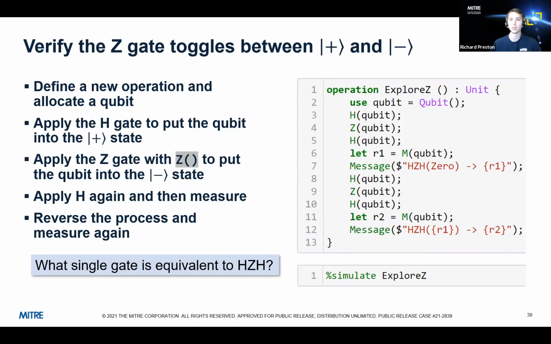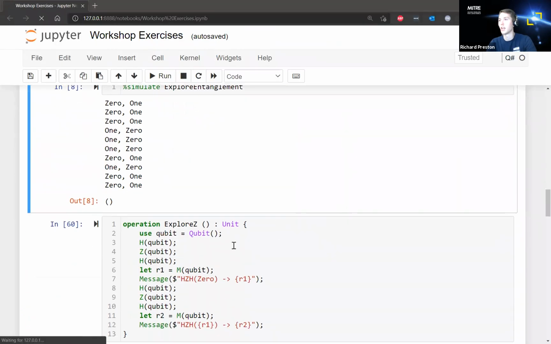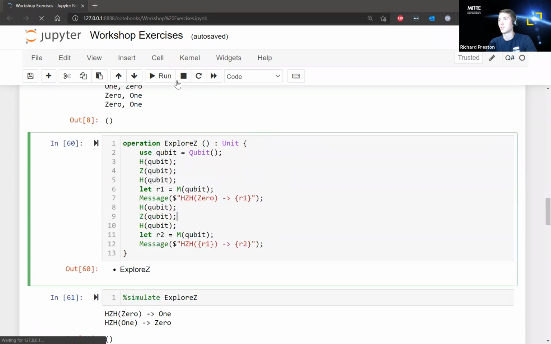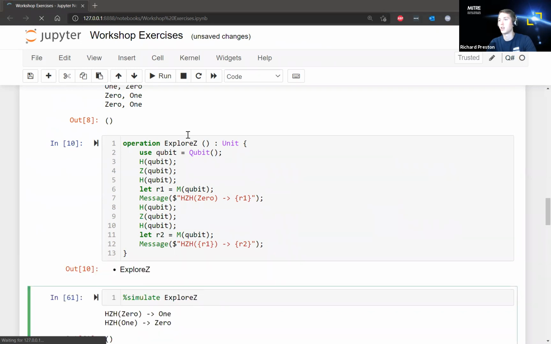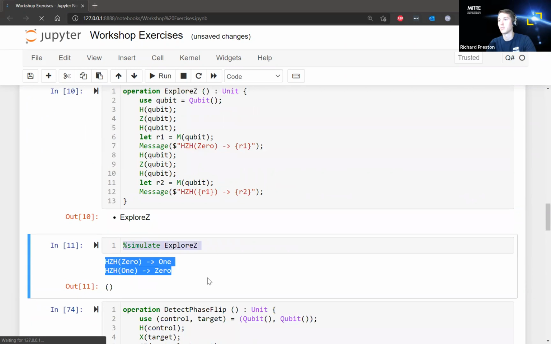And you can actually do the math out, right? If you multiply out HZH, you're going to get the same matrix as X. At least I think so. I haven't actually done the math, but. All right, so let me just show you what I get. Hopefully you guys get the same thing. So HZH of 0 yields 1. HZH of 1 gives me 0, just like X.